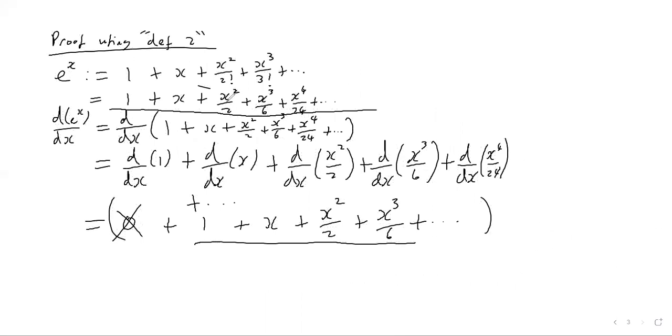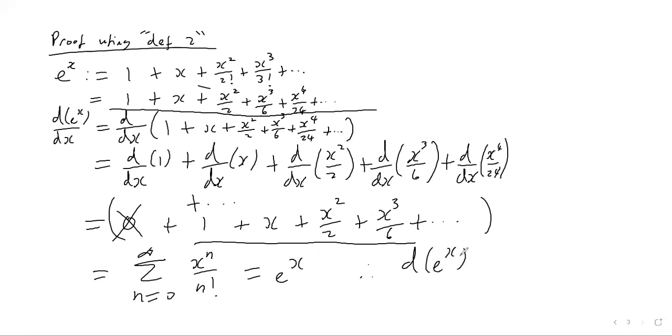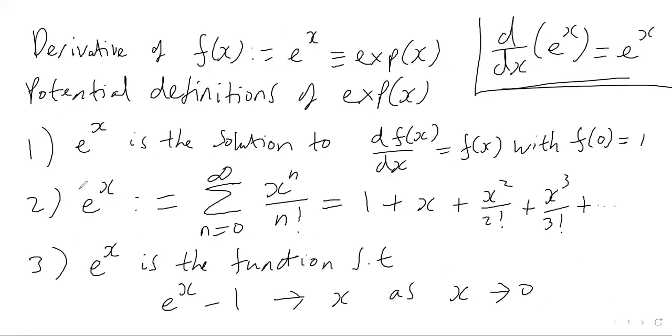And so, again, let me just make my writing a bit smaller. So what we eventually get is, once again, the summation from n equals 0 to infinity of x to the n over n factorial, which is itself e to the x. And so therefore, when we differentiate e to the x, we get e to the x itself again. And so, yep, using this definition number 2, we've proved that e to the x has a derivative of e to the x.